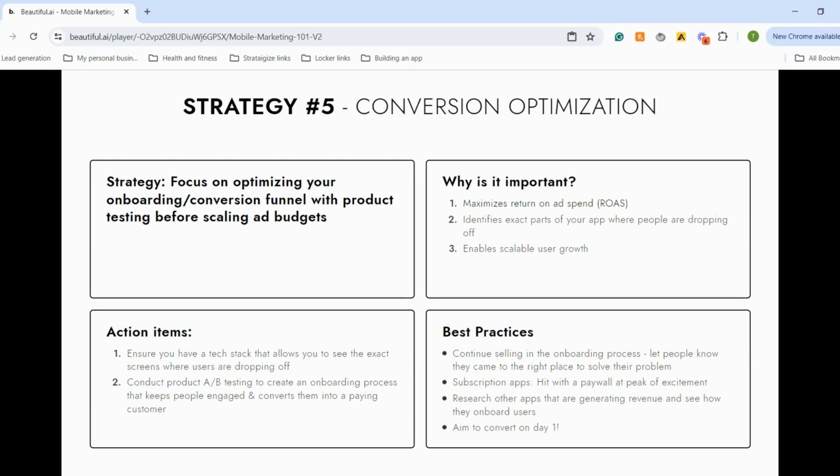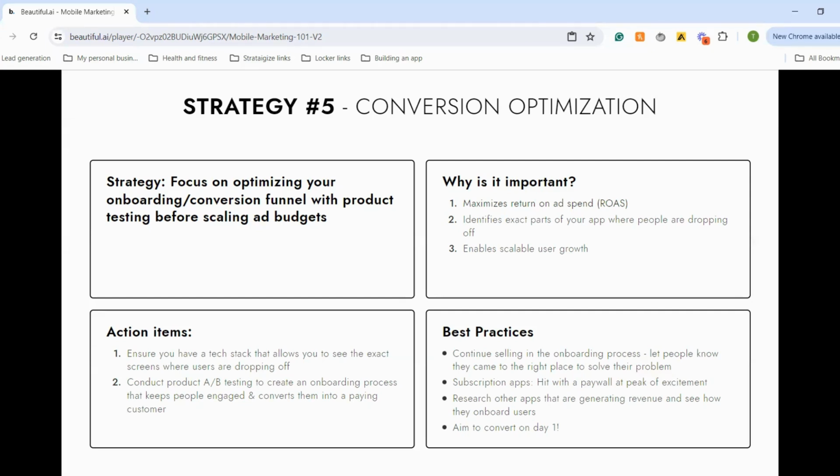So a free tool that you can implement is Firebase, and then set up events for pretty much every screen that you have in the app. And you'll be able to see the exact point of the overall app funnel where people are dropping out. The next thing is to conduct product A/B tests to really optimize this funnel to make sure that people are engaged and converting into paying customers.